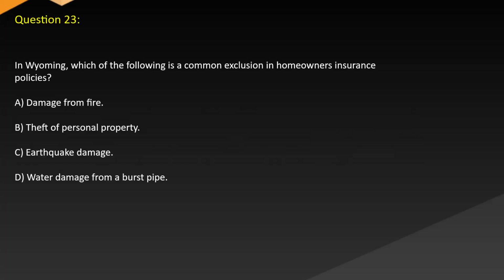Question 23. In Wyoming, which of the following is a common exclusion in homeowners' insurance policies? A. Damage from fire. B. Theft of personal property. C. Earthquake damage. D. Water damage from a burst pipe.